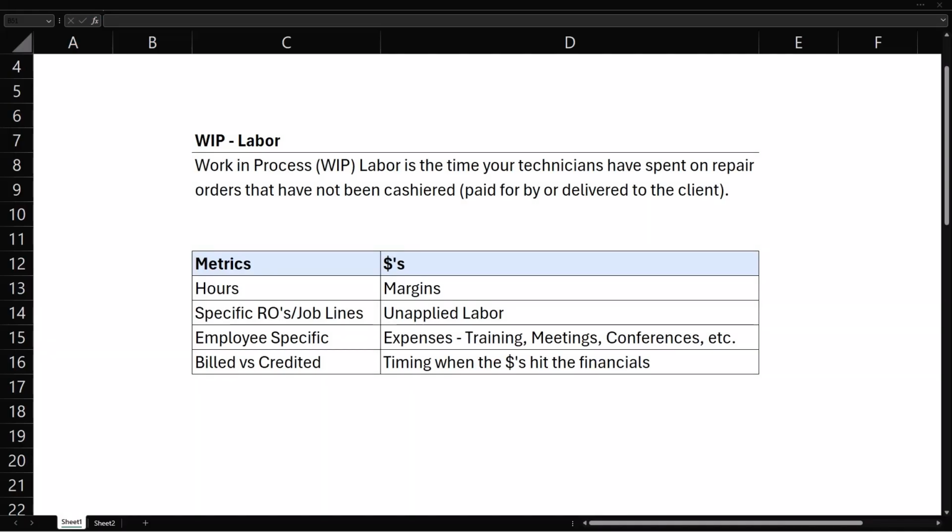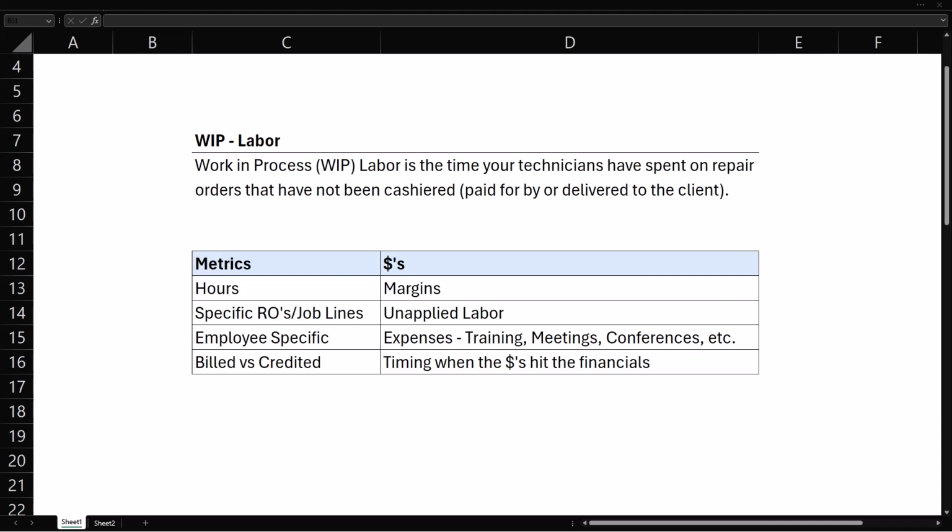All right, so before we dive into Lightspeed, let's just go through some definitions. WIP labor stands for work in process labor. The amount of dollars inside of that account would be the amount of time that your technicians have already spent on repair orders and you have paid them for it. However, we haven't collected it from customers or we haven't delivered the product to the customer yet. So it's the amount of payroll for our technicians sitting on open repair orders.